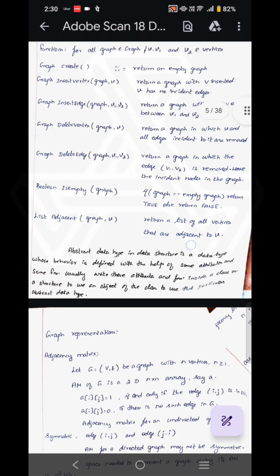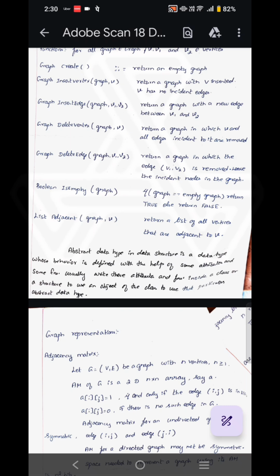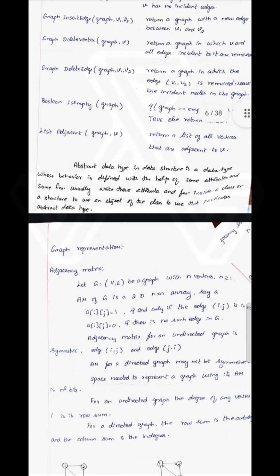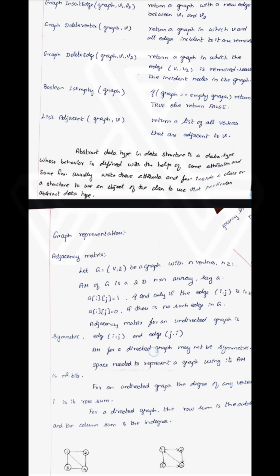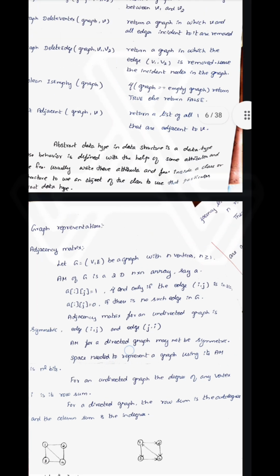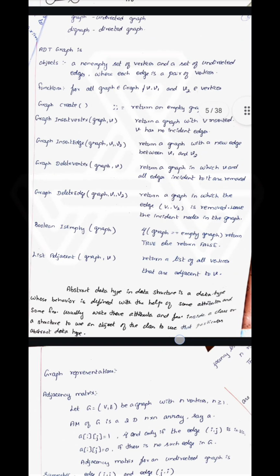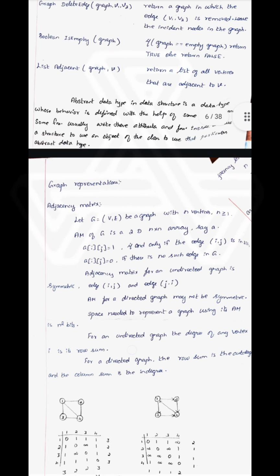Graph InsertEdge(graph, v1, v2) returns a graph with a new edge between v1 and v2. Graph DeleteVertex returns a graph in which v and all edges incident to it are removed. Graph DeleteEdge(graph, v1, v2) returns a graph in which edge (v1, v2) is removed, leaving the incident nodes in the graph. Boolean IsEmpty(graph): if graph equals empty graph, return true, else return false. List Adjacent(graph, v) returns a list of all vertices that are adjacent to v.